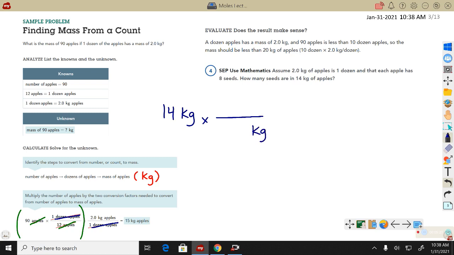Well, they say that 2 kilograms of apples is 1 dozen. Maybe I could use that relationship. 2 kilograms, I'll put the number in now. 2 kilograms is 1 dozen.